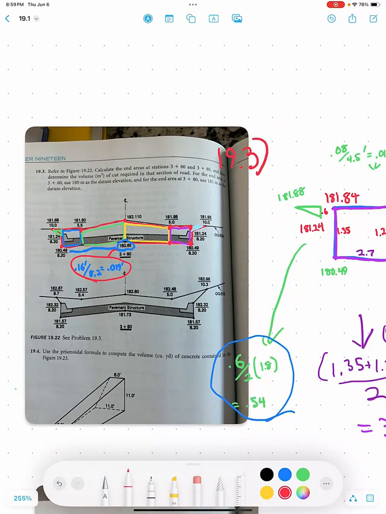So kind of moving along here. How we're going to break this up is just like what we're actually going to do in the next problem, using the trapezoid method. Effectively, we're going to get two areas. With those two areas, we're going to average them together to create an overall average, and multiply that by the depth. In this case, the depth is along the stationing.